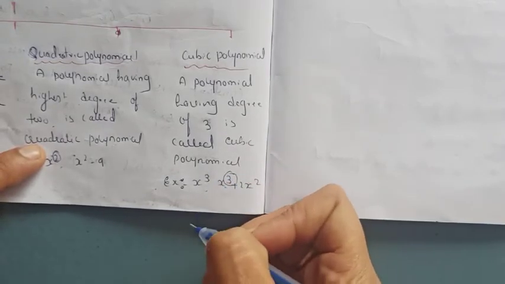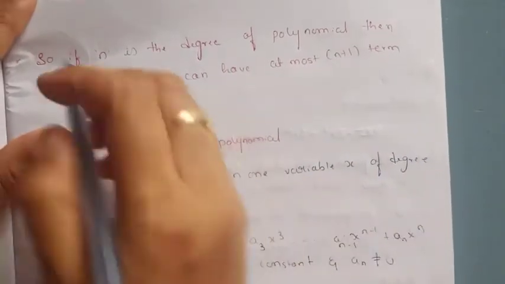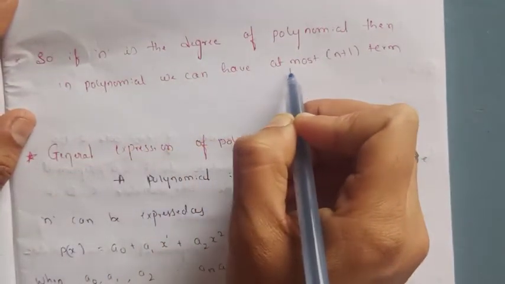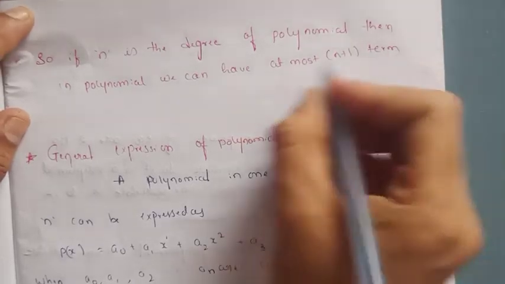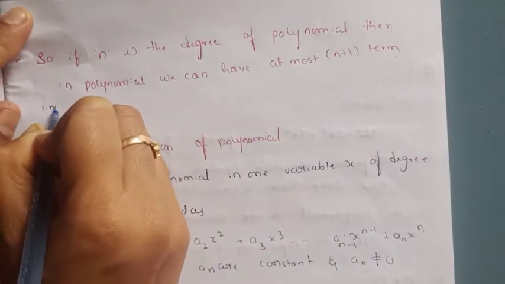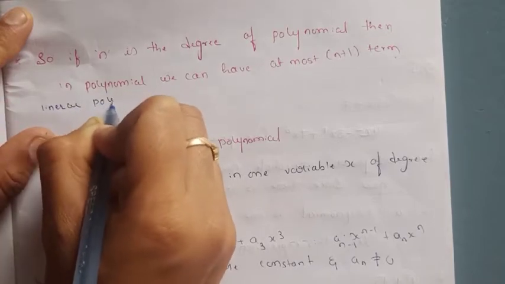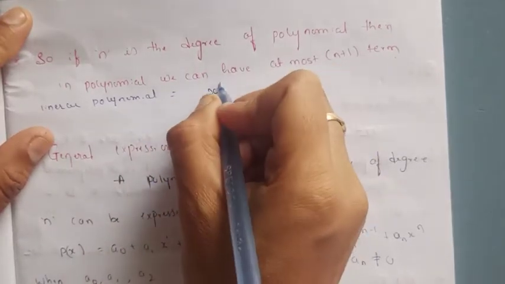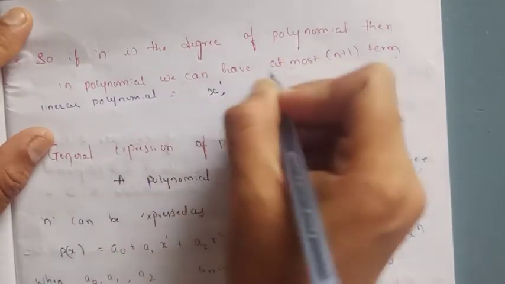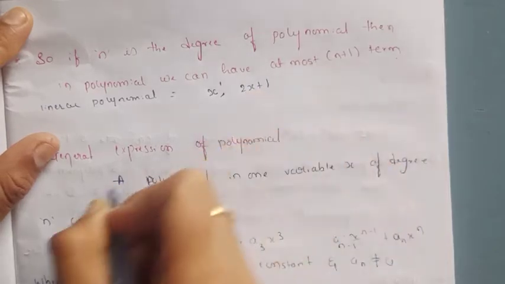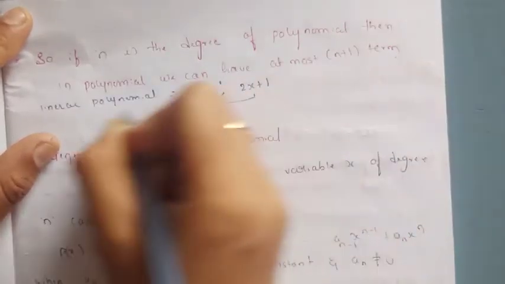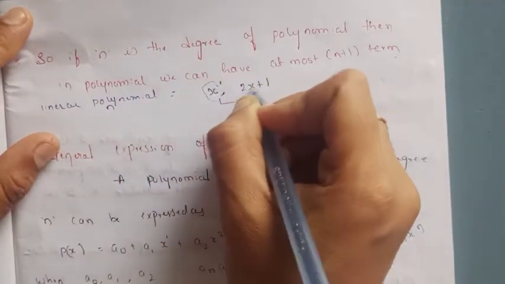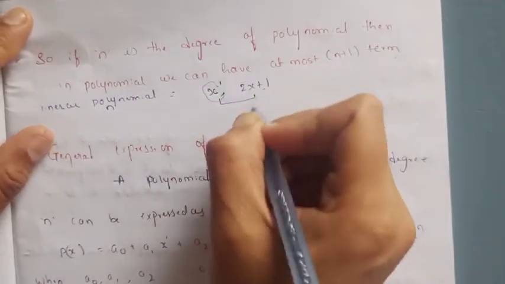This is a cubic polynomial. Students, another important point: if n is the degree of a polynomial, then in the polynomial we can have at most n plus 1 terms. What does it tell? See here, for a linear polynomial, how many can we write? x raised to 1, this is one we can write. Another type, 2x plus 1. So we can write in 2 types, one term and two terms.